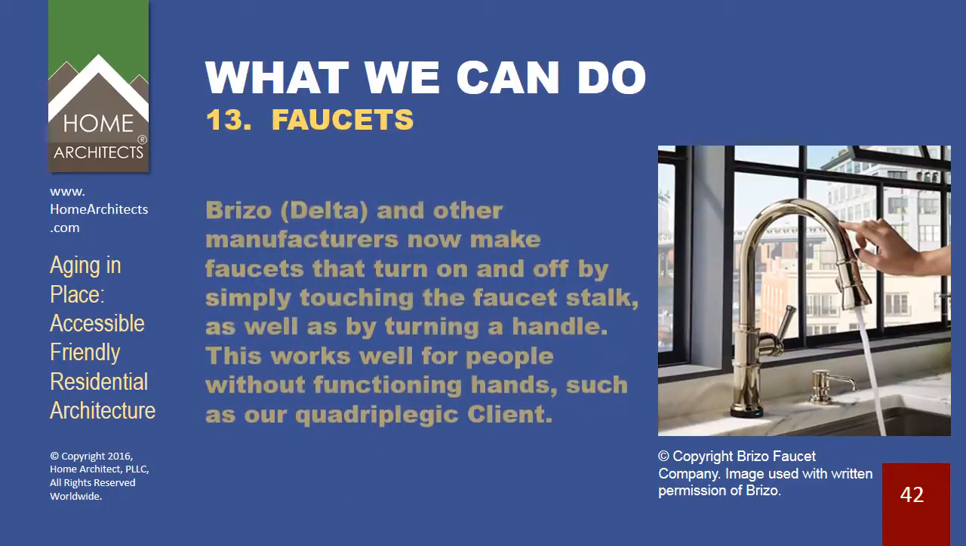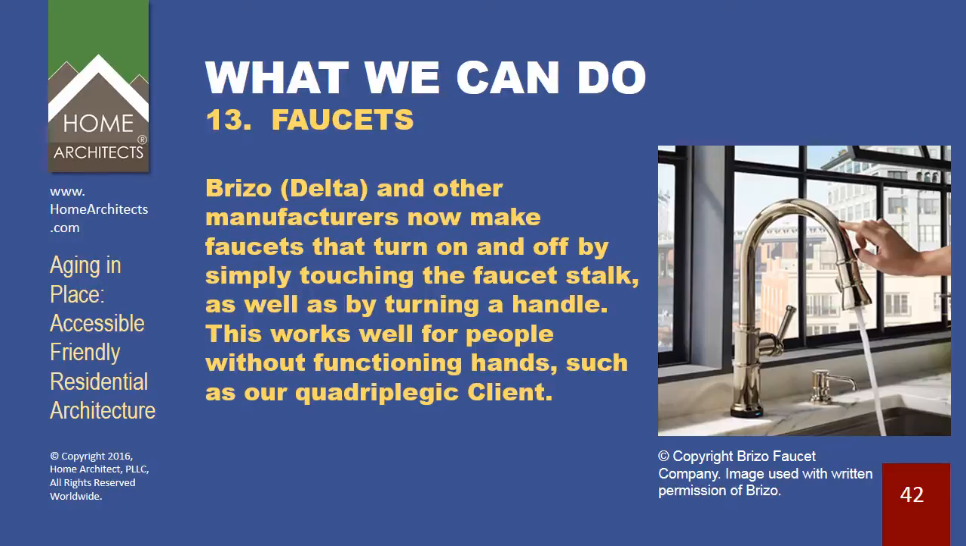13. Faucets. Brizo, which is a subsidiary of Delta, and also American Standard, and other manufacturers now make some faucets that turn off and on by simply touching the faucet stalk like you see here, as well as by turning a handle. This works well for people without functioning hands, such as our quadriplegic client. Cost, yes, a little bit more.